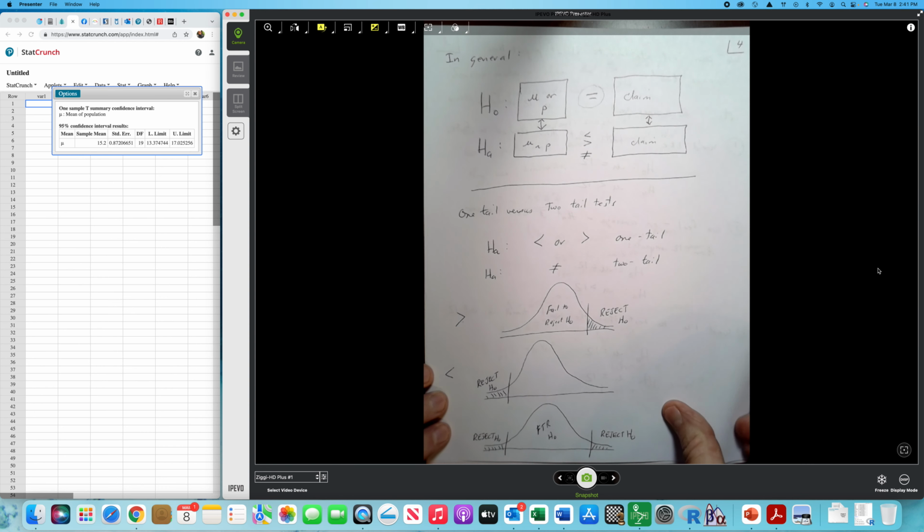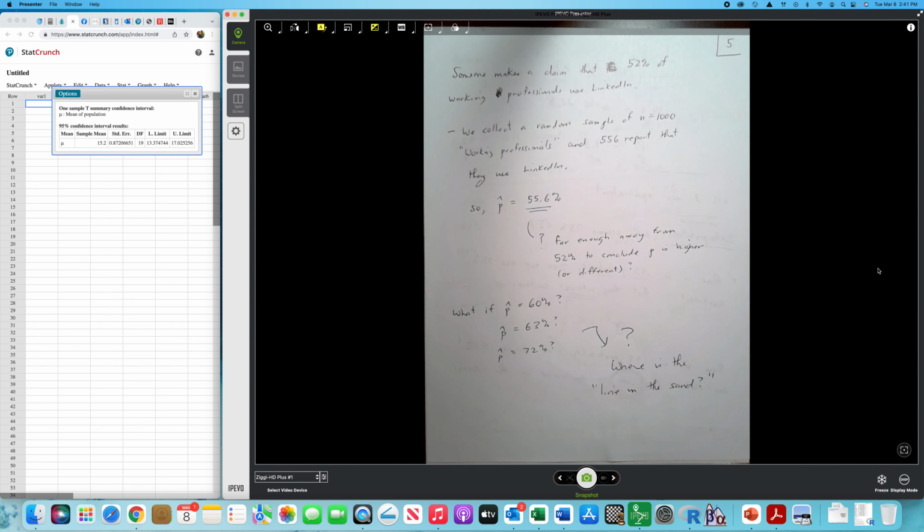All right, again, we're going to learn this in small chunks because there's a lot going on with hypothesis testing. So someone makes a claim that 52% of working professionals use LinkedIn. I use LinkedIn, not a lot, but I have an account. So we'd like to test that. We do what we do in statistics, right? We collect a random sample. Let's say we talk to 1,000 working professionals and we ask them if they use LinkedIn. Let's say 556 report that they use LinkedIn. So my p-hat, my sample information, is 556 divided by 1,000, or 55.6%.